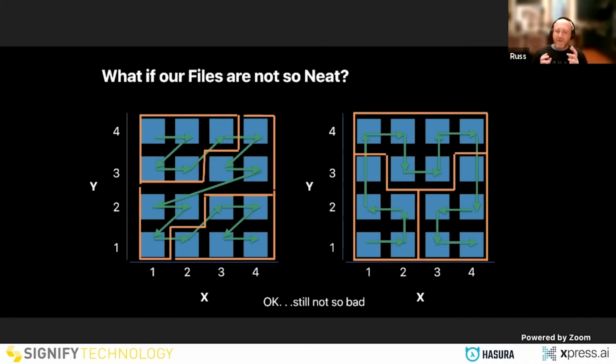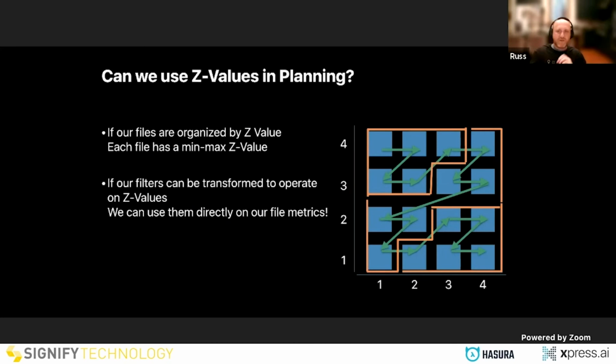But there's something else that we can do here to actually make this work a little bit better, and that's we can actually use the z-values themselves when we're planning our queries. Now, for example, let's say that we take one of those 2 divisions that I have here. We know that each one of these files, now that we've created these 3 weird-looking files, has a min and max z-value.